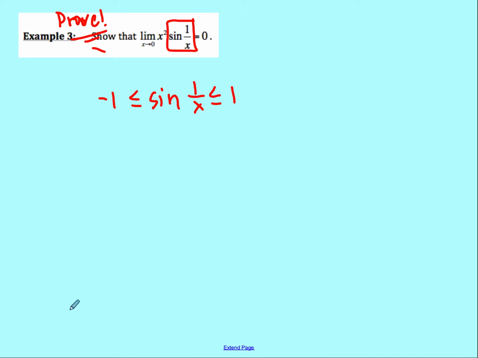So we're going to squeeze that in between there. And now I'm like, okay, this is not the problem I was initially given. It was x squared sine of 1 over x. So I need to make it look the same. So I'm going to go ahead and multiply by x squared.